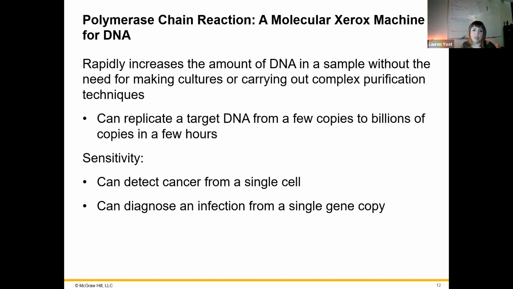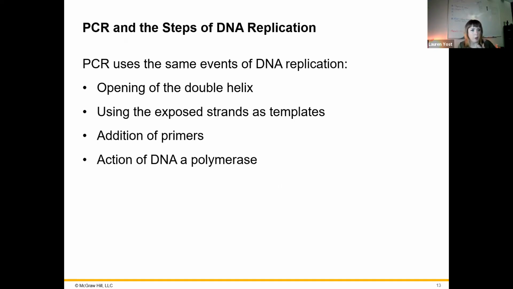So polymerase chain reaction, our best tool that we have ever invented as far as genetic engineering is going. This is the polymerase chain reaction that allows us to replicate target DNA from a few copies to billions in just a few hours. It can detect cancer from one single cell sample, and can also diagnose infection from a single gene copy from the organism that could be causing the infection.